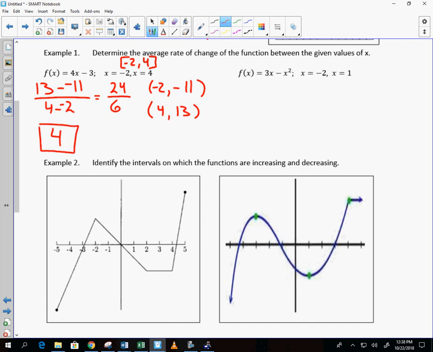Are you surprised that the average rate of change was 4? Could you have determined ahead of time that the average rate of change was 4? Why? Because it's a line, isn't it? If it's a line, the average rate of change is always the slope. Okay, you try this one on your own. This one is not a line, it's a parabola.